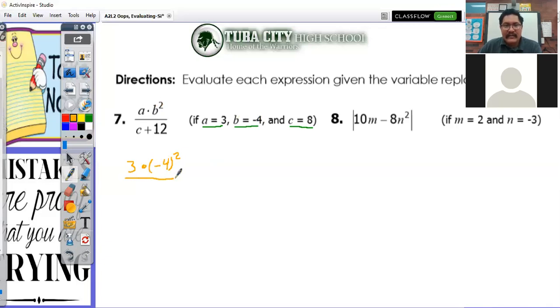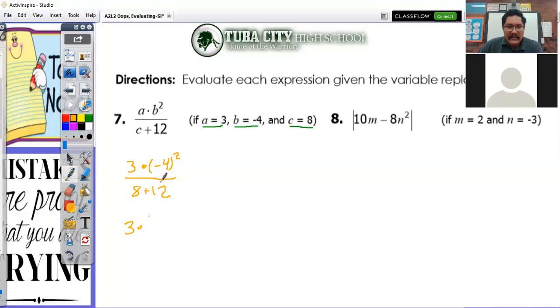So we're not going to end up with anything different, because we've got to keep things consistent. That's how we get math to work out, to keep getting the same answer each time. And here we have C equals 8, so 8 plus 12. So there we go. We plugged everything in, and let's see what we get.